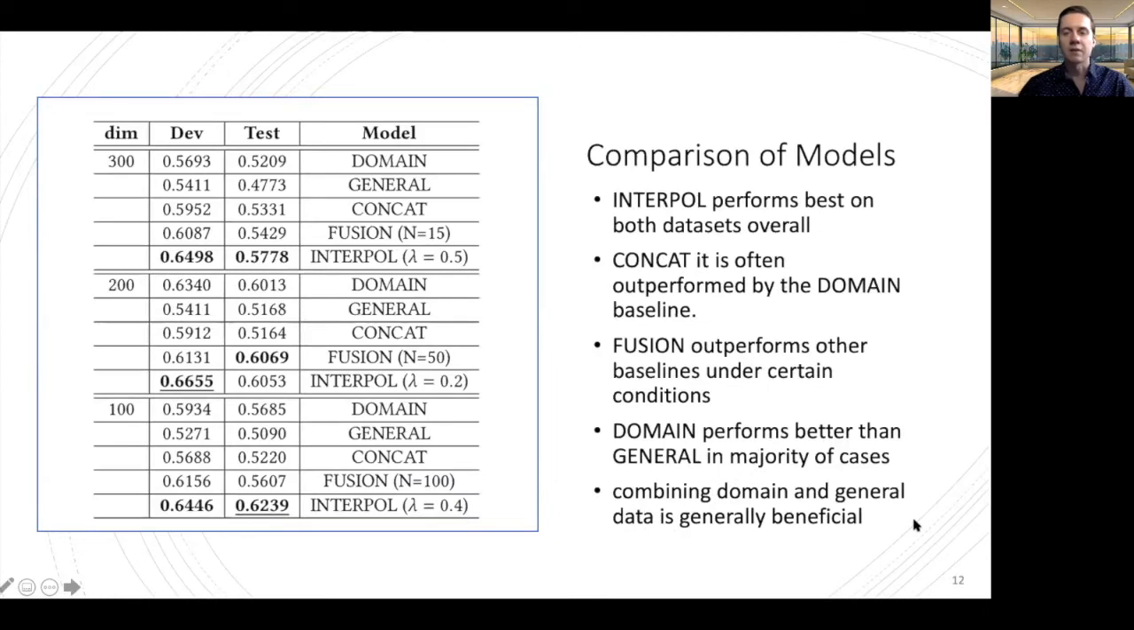These are the results of comparing the different models with each other. We can see that Interpol performs best on both datasets overall, which is the underlined score in the table. Concat is often outperformed by just the domain baseline, where we just train embeddings on domain-specific data.